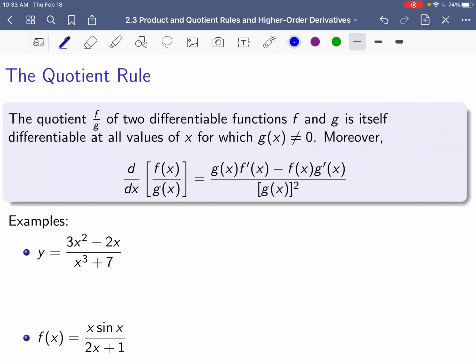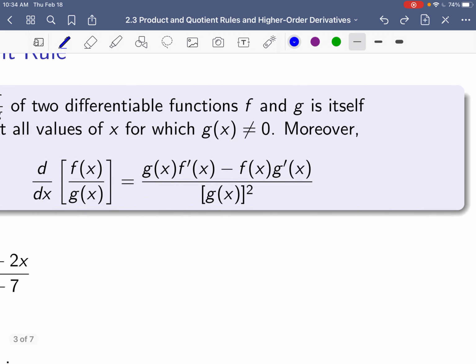In this video, we're going to take a look at finding the derivative of the quotient of two functions. If both f and g are differentiable functions, so we can take their derivatives, and at all values for x for which g of x is not 0, then the derivative of f of x over g of x is the bottom function times the derivative of the top function minus the top function times the derivative of the bottom function, all over the bottom function squared.